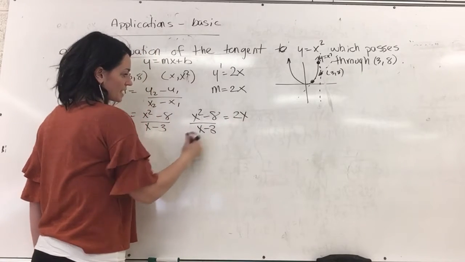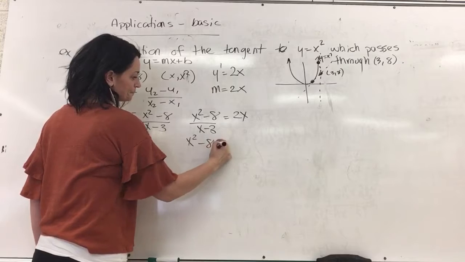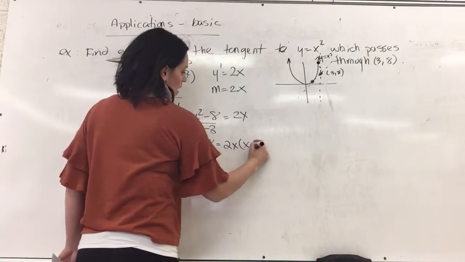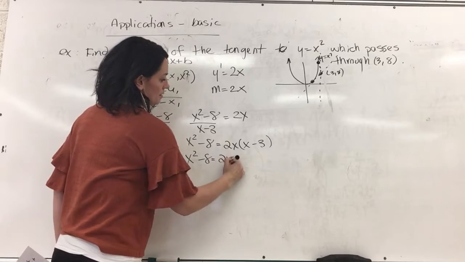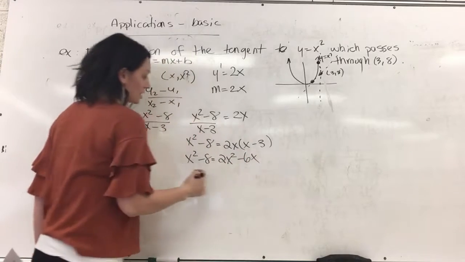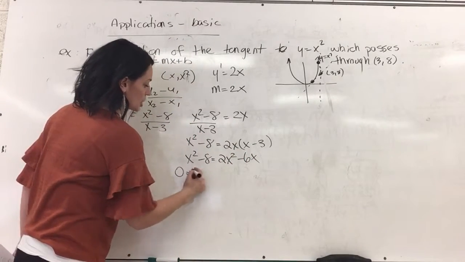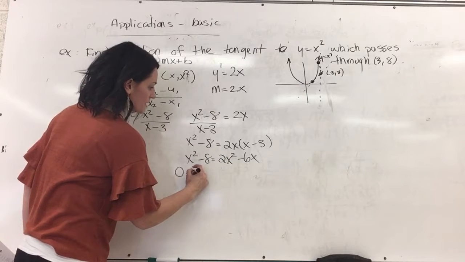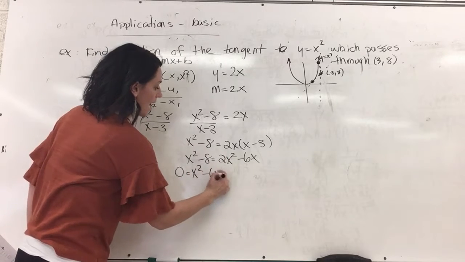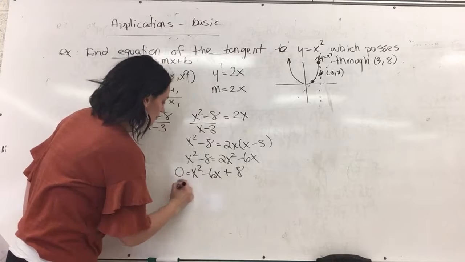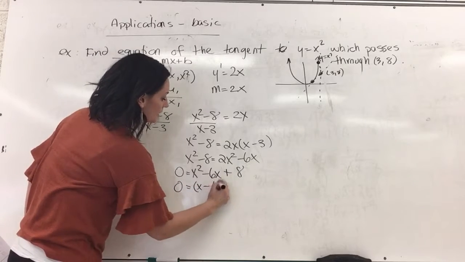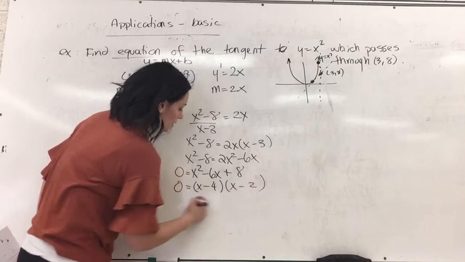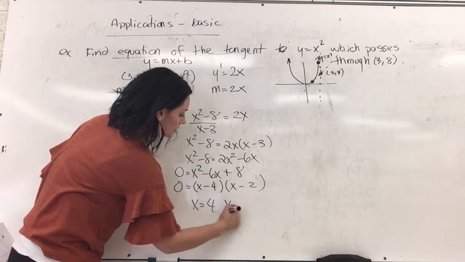I'm going to multiply both sides by x minus 3. I'm going to distribute that 2x. I'm going to put everything on one side and collect like terms, so subtract an x squared from each side and add an 8 to both sides. It's a beautiful quadratic: two numbers that multiply to be 8 and add to be -6, so minus 4 and minus 2. So x equals 4 and x equals 2.